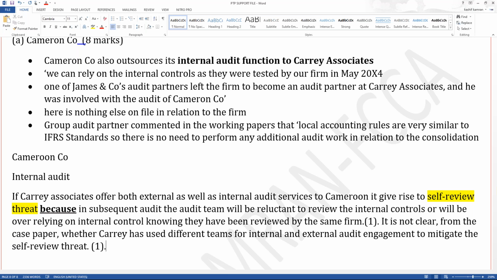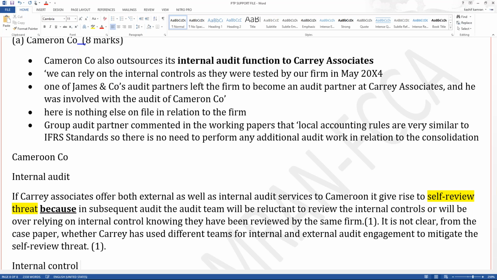Now, the other issue is in the order: we can rely on internal controls as they were tested by our firm in May 20x4. So see, they are relying on the internal controls because they know that the internal controls were tested by the same firm, Kerry Associate, in May 20x4. So let's put the next heading, internal controls, and let's write under internal controls.